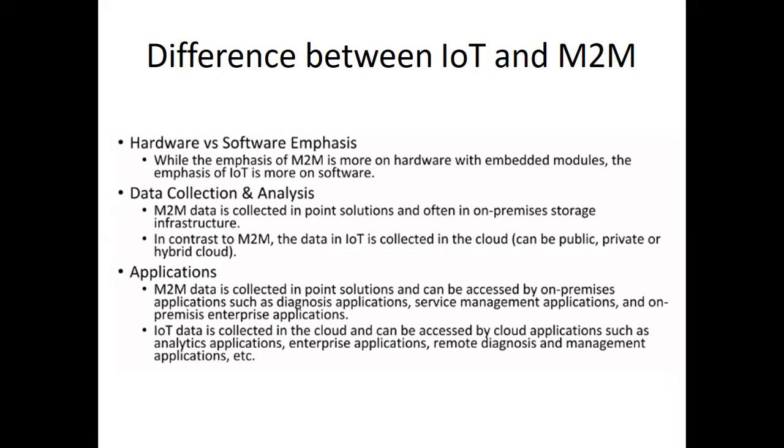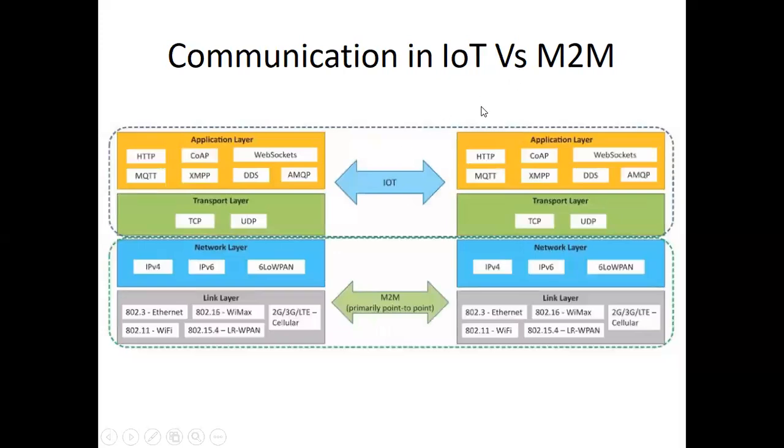And IoT and M2M also differ in terms of application. For example, M2M data is collected in point solutions and can be accessed by on-premises applications such as diagnosis application, service management application, and on-premises enterprise application. This is specific to a particular area, particular site, particular business. But in case of IoT, data is collected in the cloud and can be accessed by cloud applications such as analytics application, enterprise application, remote diagnosis management. So these are the differences between IoT and machine to machine communication.